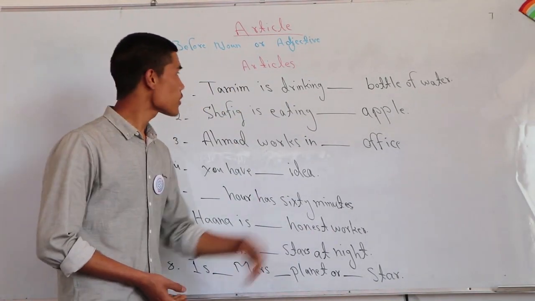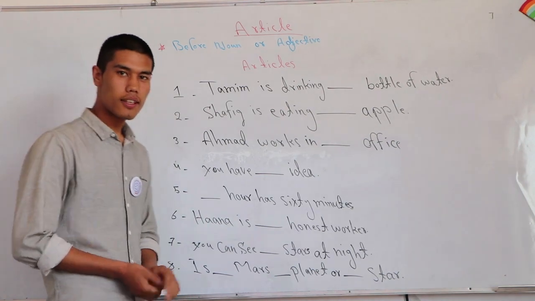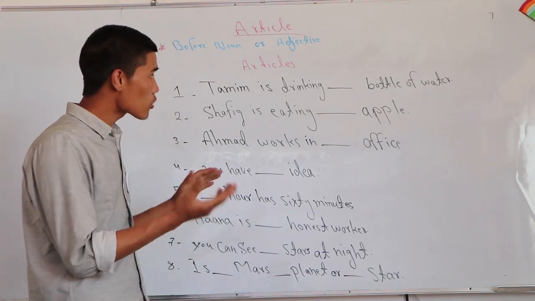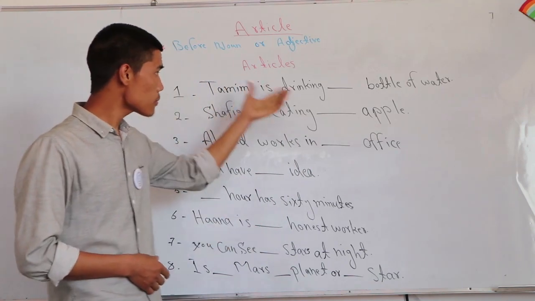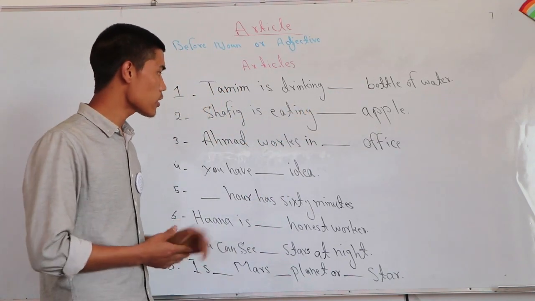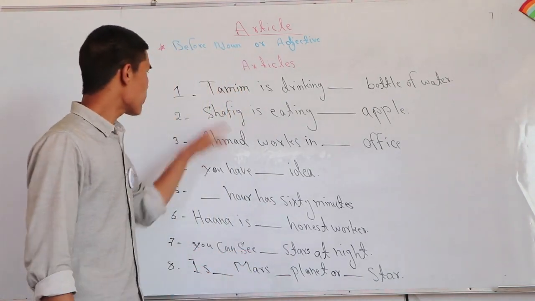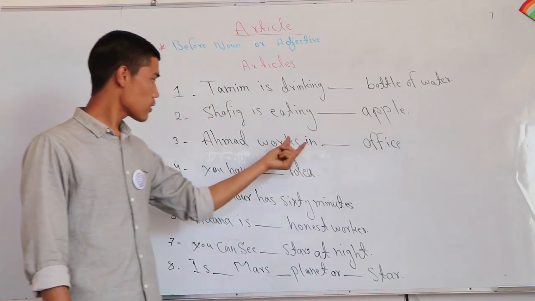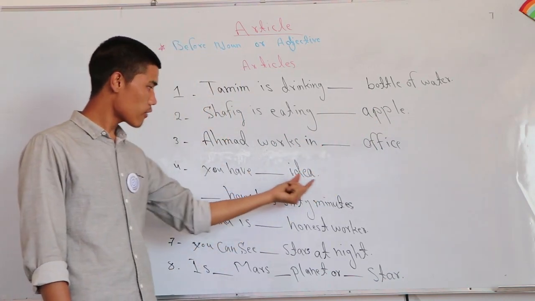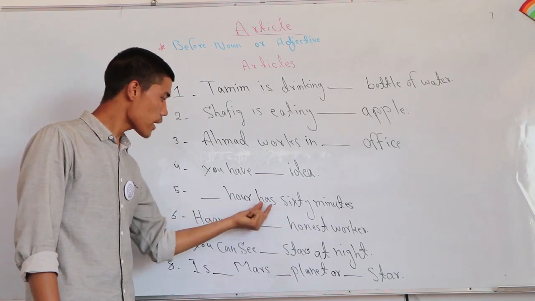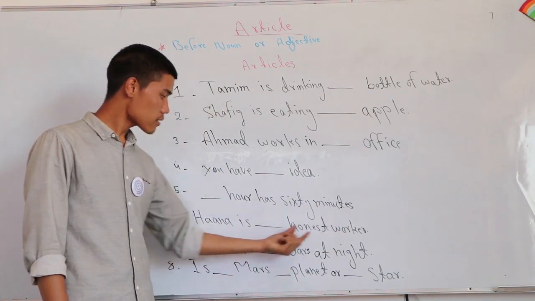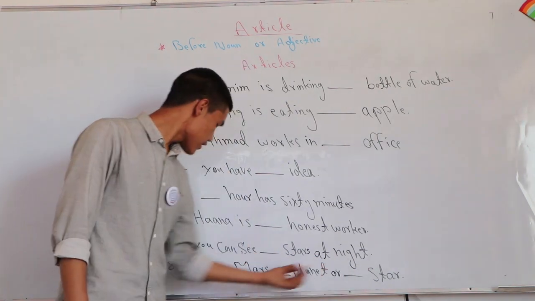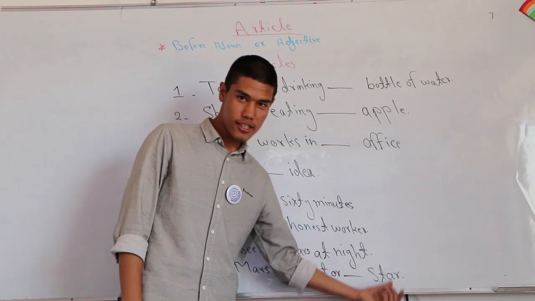Here are some examples regarding the articles that I've written for you, and it is a kind of assessment. You have to do it at home by yourself. If you come across any kind of question or problem, writing down the gaps, you can comment down or email us. Tamim is drinking bottle of water. Shafiq is eating apple. Ahmad works in office. You have idea. Hour has 60 minutes. Hannah is honest worker. You can see stars at night. At night is Mars planet or star.